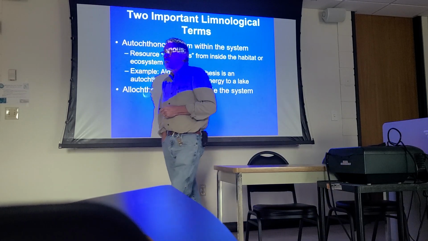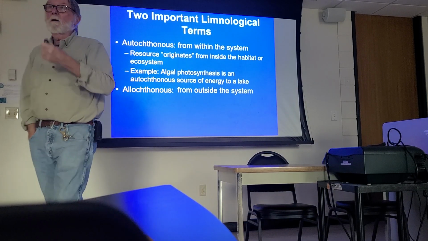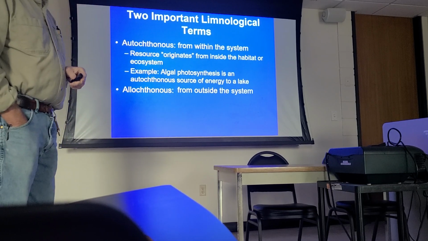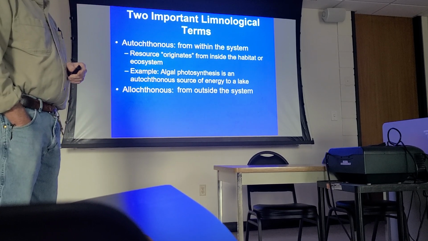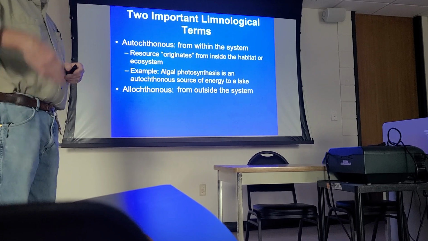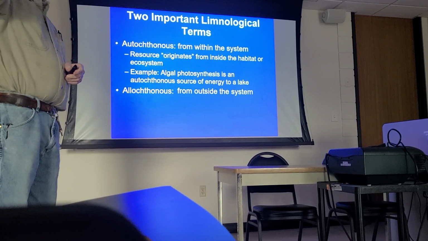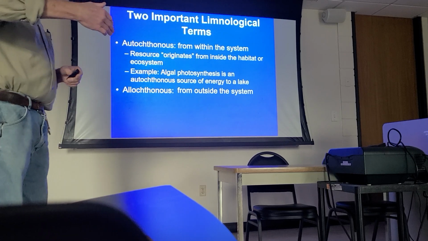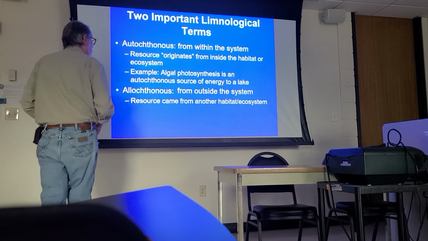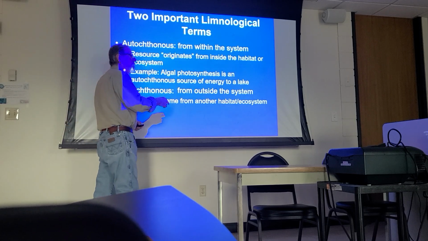So if I'm eating vegetables in my garden, that's fine and dandy. That's an autochthonous source. If I go to Walmart and buy my vegetables, that's an allochthonous source, because those vegetables were grown somewhere else in the world and brought to Walmart, brought into this ecosystem of Martin, Tennessee, and that's outside the system. So the resource came from another habitat or ecosystem.